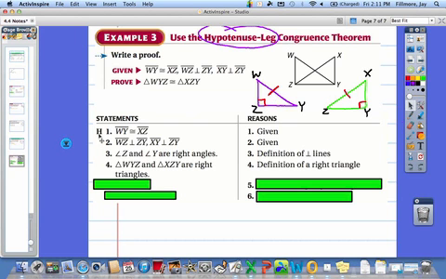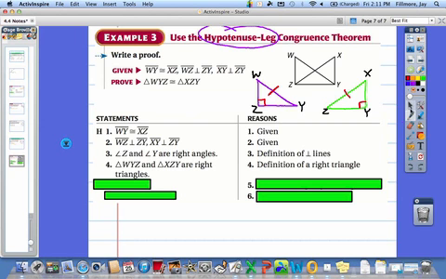We still need to show that a leg, or a pair of corresponding legs, are congruent. So either our short legs or our long legs. We had to show, though, that this was a right triangle. If it was given to you, you could use it as given that it's a right triangle. Otherwise, you have to show within your proof that the triangles are right. Otherwise, you cannot use HL.